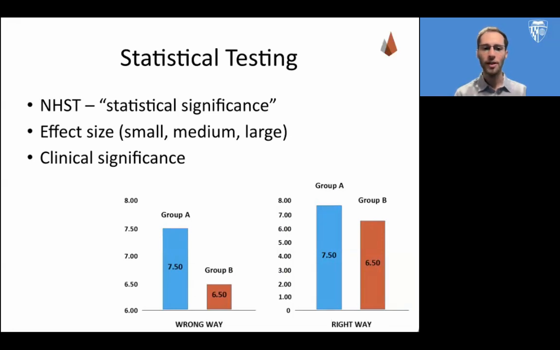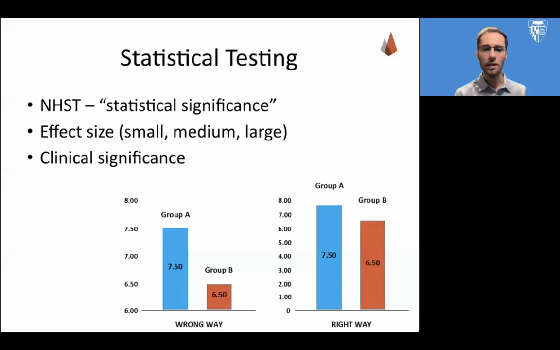Remember, if a result is "significant," that just means it was unlikely to happen by chance. But that doesn't really tell us anything about how big the result actually is. This is calculated separately, and it's referred to as the effect size. Effect sizes can be small, medium, or large.